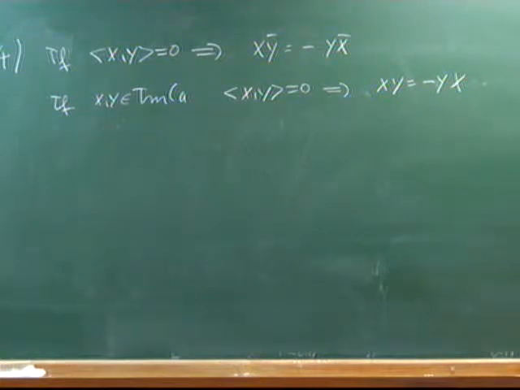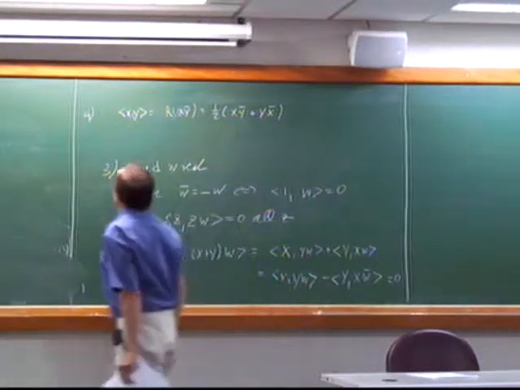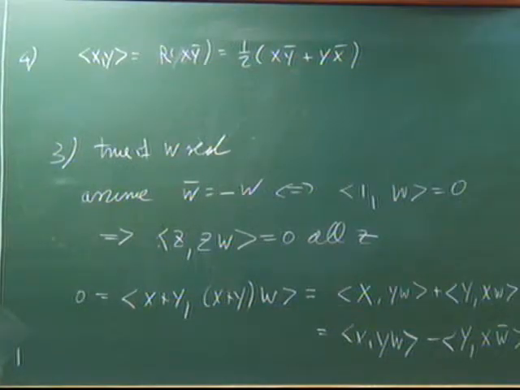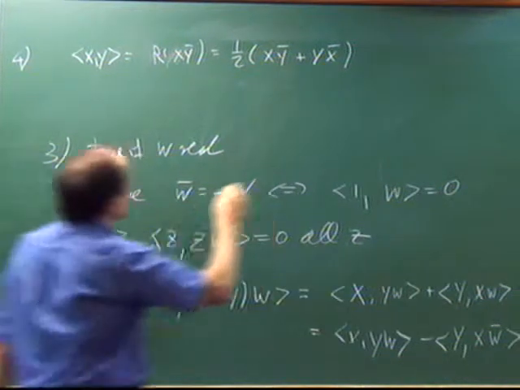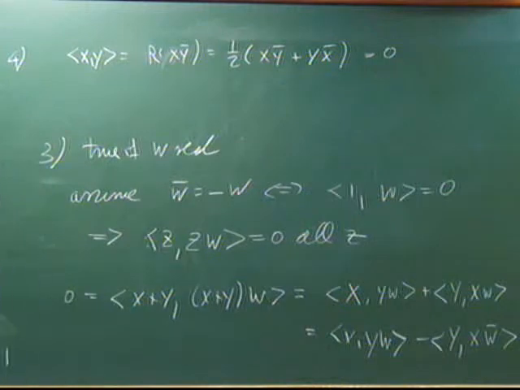xy is equal to the real part of xy bar, which was 1/2 of xy bar plus yx bar. So the inner product is 0. These two are the same. xy bar is minus yx bar. So that's a simple rule.